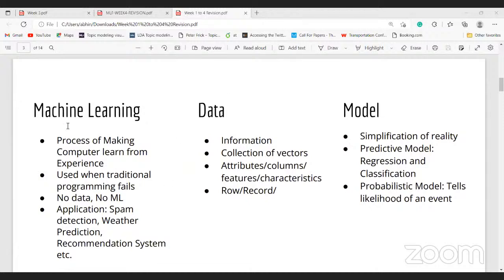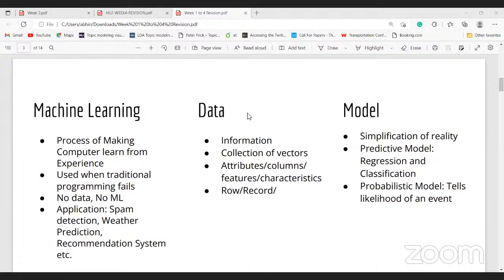Now, next very important thing is that in real life applications, machine learning should be used only when traditional programming fails. So you should not try to use machine learning if it is not required. This sometimes happens: people are so biased towards machine learning that they try to use it when it is not required. That should be avoided. Next thing is no data, no ML. If you do not have data, you cannot perform machine learning. You cannot build models and hence cannot have predictions. Some applications are spam detection, weather prediction, recommendation systems in Amazon, Flipkart, and all. These are the basic things covered in the machine learning part of week 1.